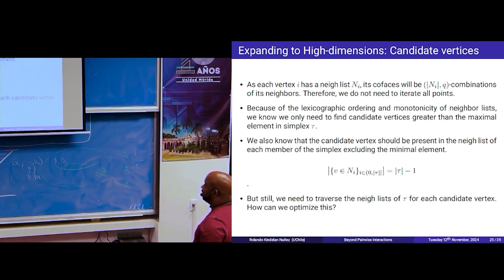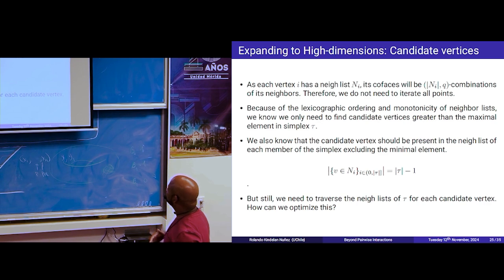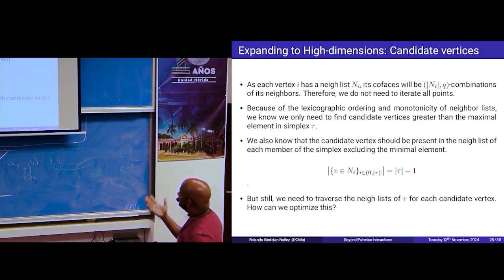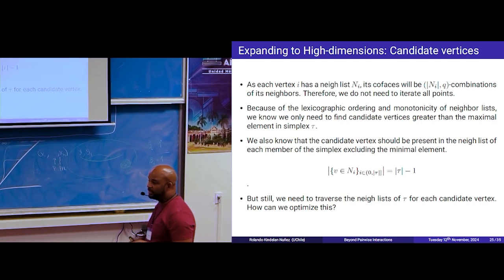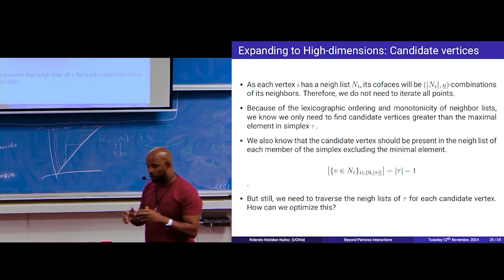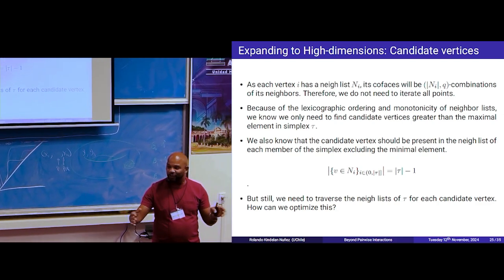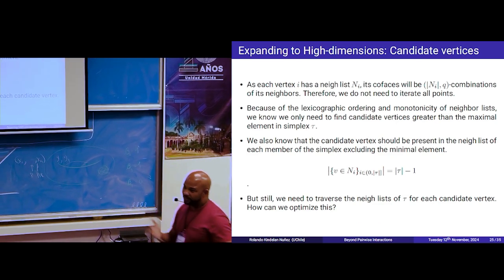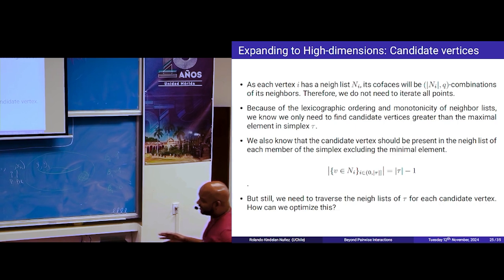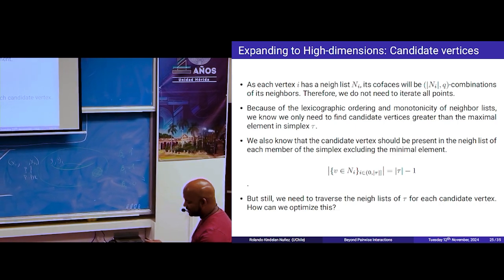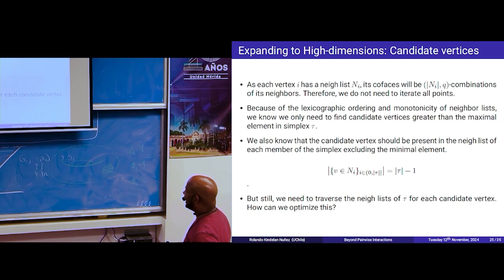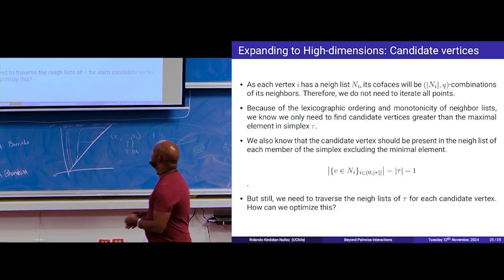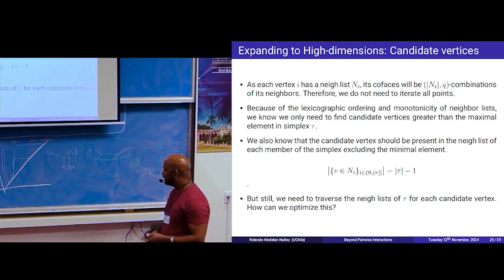Because of the lexicographic ordering and monotonicity, and the order of the list, we know we only need to find candidate vertices greater than the maximal element in the simplex. So we have the neighbor list, and we only need to check the maximal element of the simplex. So we are reducing cost any way that we can. We also know that the candidate vertex should be present in the neighbor list of each element of the simplex except the minimal element. Why is that?